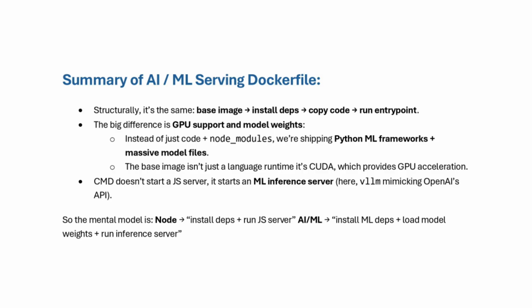The base image isn't just a language runtime, it's CUDA, which provides GPU acceleration. CMD doesn't start a JavaScript server, it starts a machine learning inference server here, that is vLLM mimicking OpenAI's API. So the mental model or our approach would be Node was installing dependencies plus running JavaScript server. Here in AIML, it is installing machine learning dependencies plus loading the model weights plus running the inference server. So that is it for the video today. We have discussed Dockerfile with known technical stacks and compared that with Node.js Dockerfile.